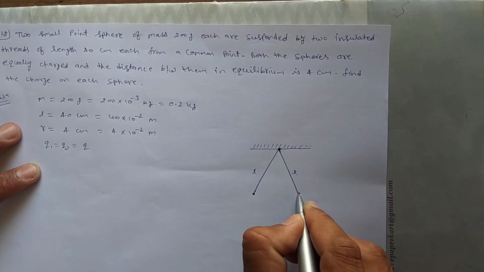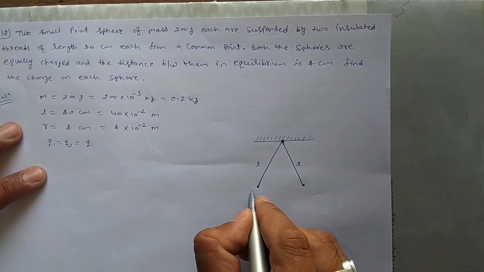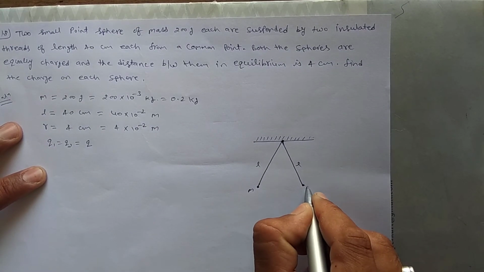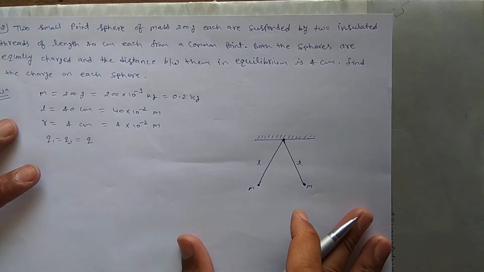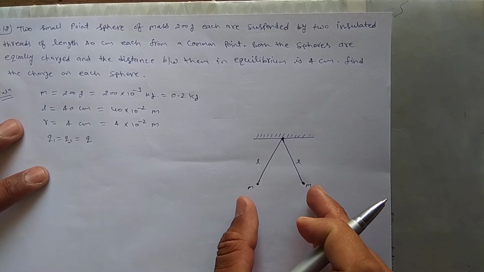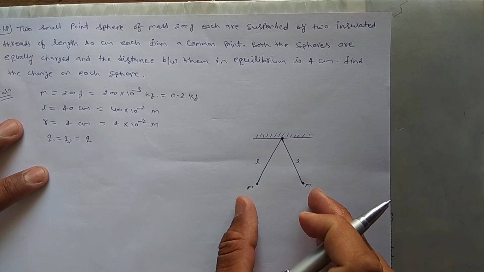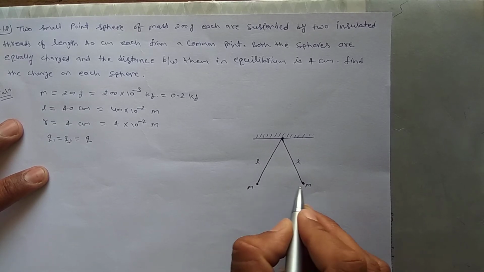Here hangs a point mass M. This is M. Both spheres are equally charged. So the property of the force between these two spheres is repulsive.